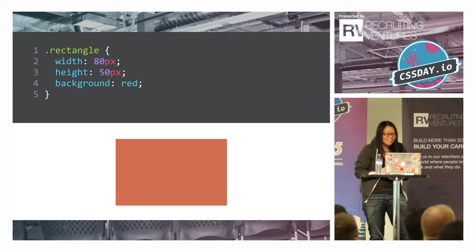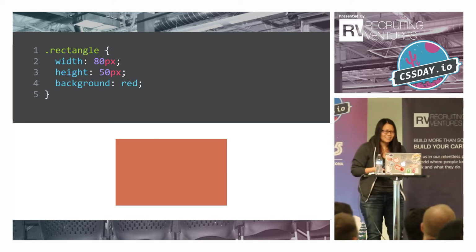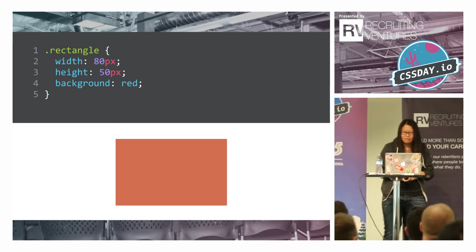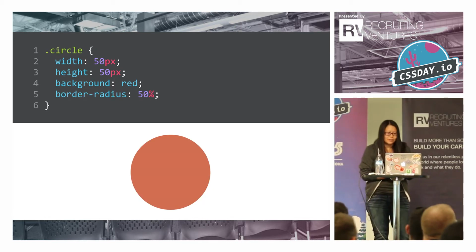So here's a rectangle. Pretty basic, but you set a width, a height, and a background color. It's incredible, right? All the things you can do. You can create a circle. Circles and ellipses are something you probably already use in your interfaces. Same thing as a square, set a width, height, and a background color, and then you're adding a border radius of 50% to create a circle.